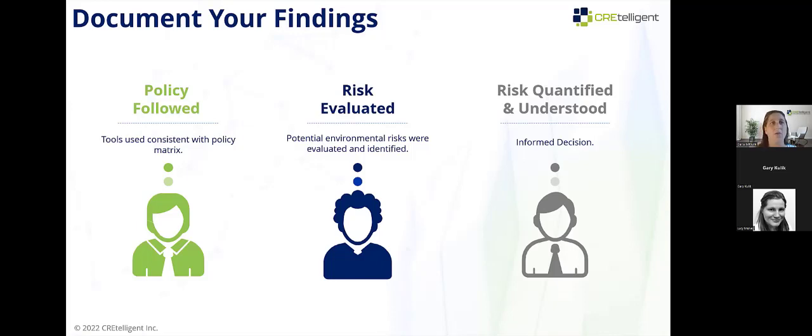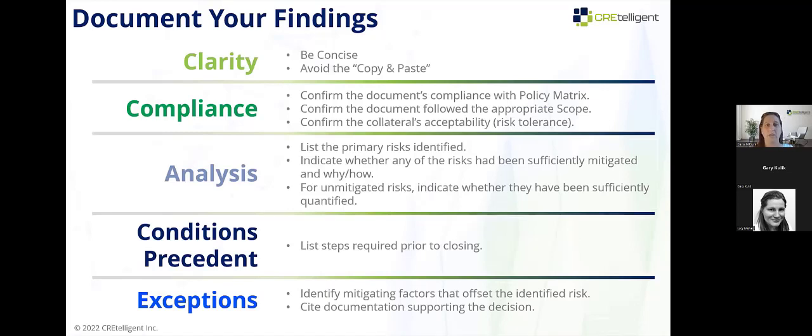So when you put together your documentation for your file, focus on clarity, be concise, avoid that copy and paste. I know it's so tempting to go into that PDF file, copy those phase 1 findings, put that in your memo and say, we're done. But the reality is that for just as difficult as it may be for you to decipher that, it's going to be even more difficult for your credit officer to decipher it. It's going to be difficult for the borrower to decipher it, your account officer.